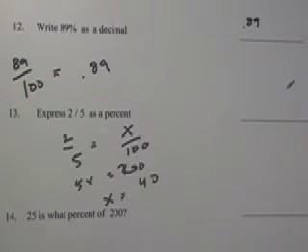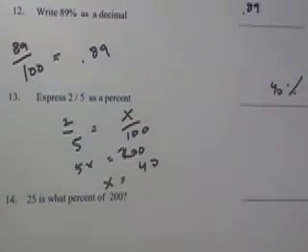2/5 as a percent. Well, again, you need to get 2/5 equals something over 100. Yes, 4/10, which is equal to 40 over 100. The long way is to cross multiply, and x equals 40. So our percent is 40%. Okay? There's different ways to do it.